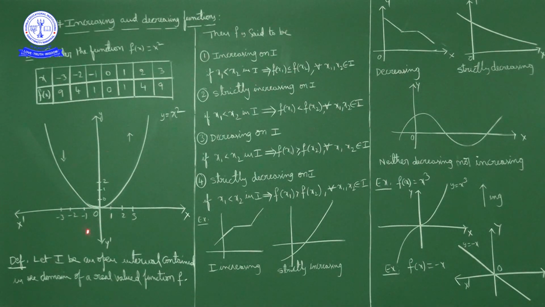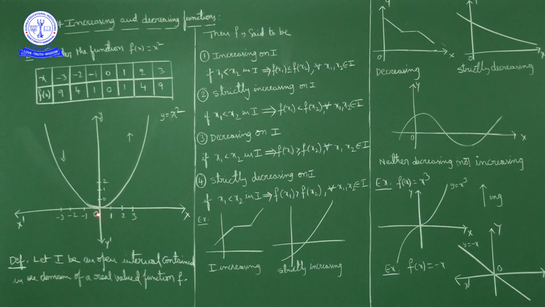Increases, no, as we move from left to right. From 0 to infinity, y = x² increases very fast. So the height of the graph is continuously increasing. Increasing very fast. So this is an increasing function. y = x² is an increasing function for x greater than 0.